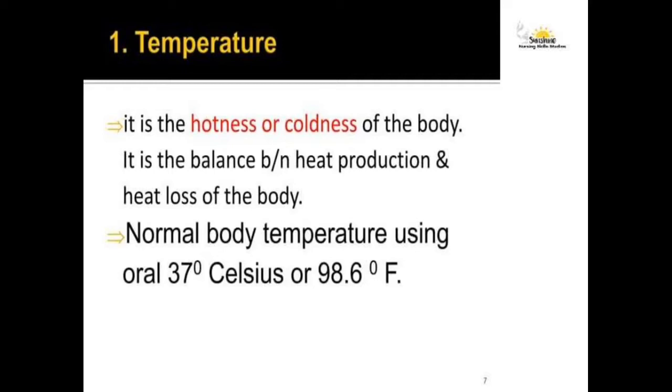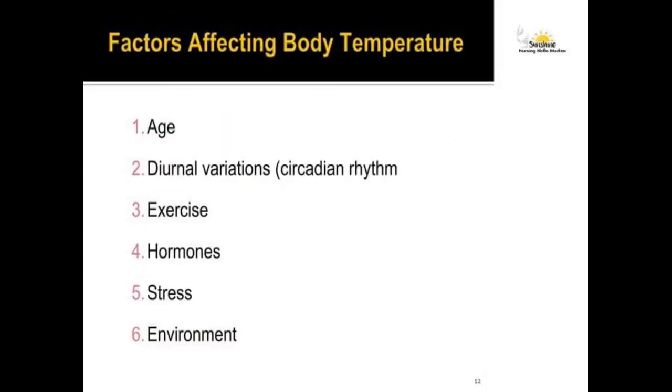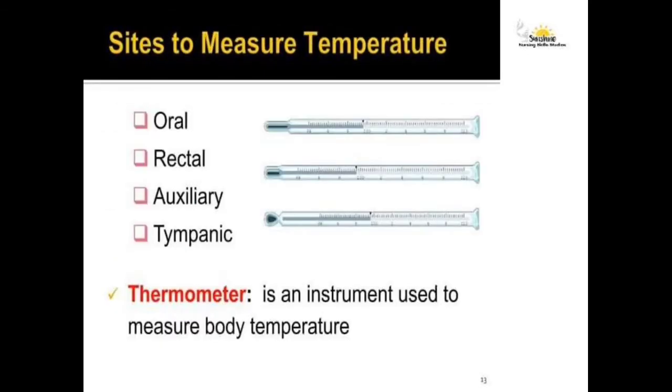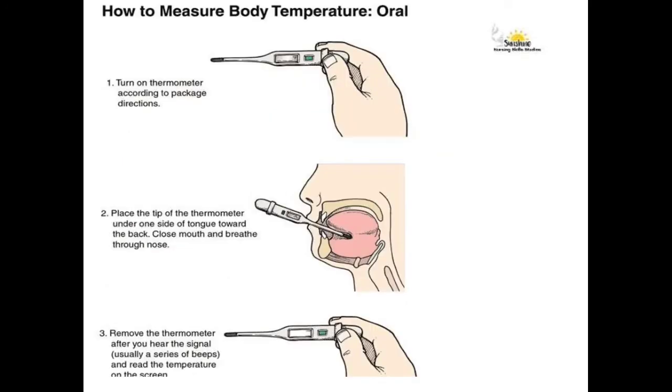The normal body temperature is 98.6 degrees Fahrenheit, that is 37 degrees Celsius. The factors affecting the body temperature are age, cardiac rhythm, exercise, hormones, stress, environment. The common types of fever: intermittent fever, remittent fever, relapsing fever, constant fever are some of the fevers that we come across in our nursing life. The sites of measuring temperature, as already explained: oral, rectal, axillary and tympanic. So it is measured through the thermometer.